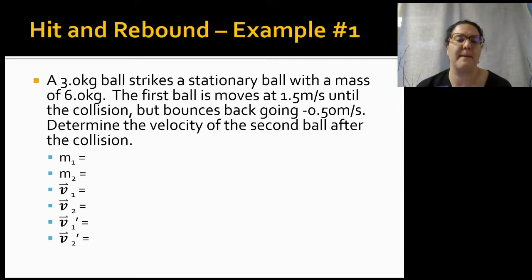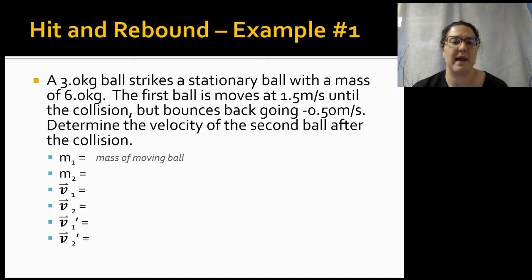A 3-kilogram ball strikes a stationary ball with a mass of 6 kilograms. The first ball moves at 1.5 meters per second until the collision, but bounces back going 0.5 meters per second. Determine the velocity of the second ball after the collision.